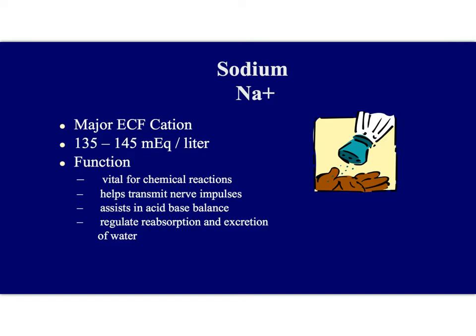So we're going to talk about changes in those extracellular compartments, intravascular and interstitial, related to fluid and electrolyte concentrations. We need sodium for chemical reactions. We also need sodium to help transport nerve impulses. There's a sodium channel that runs along nerve impulses. It helps with acid-base balance, and it helps regulate water reabsorption and excretion of water.